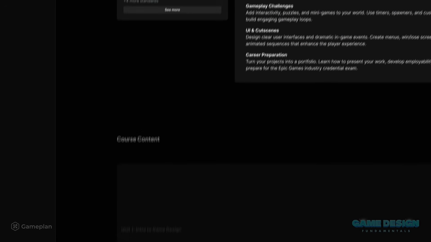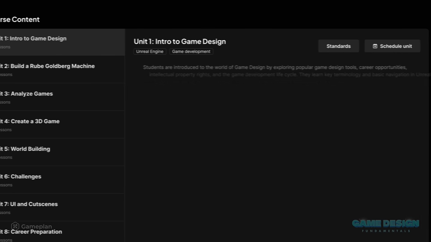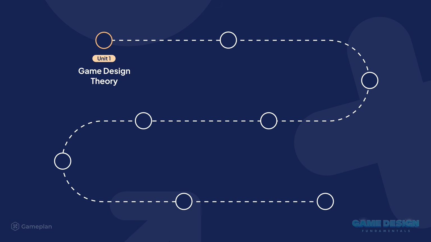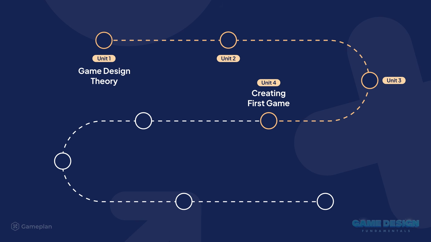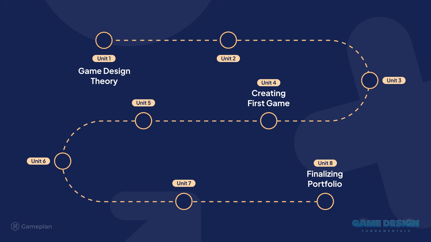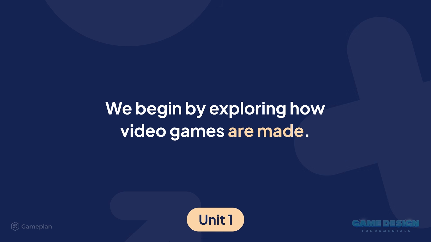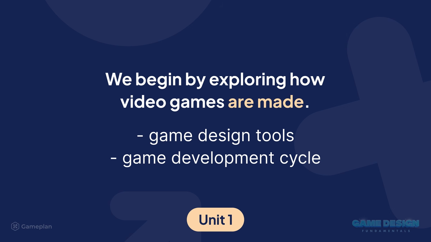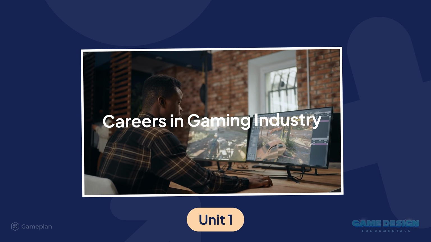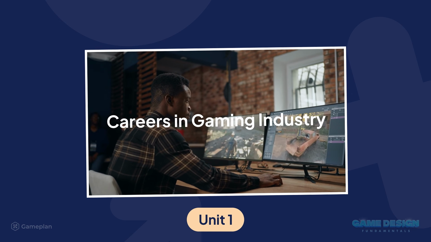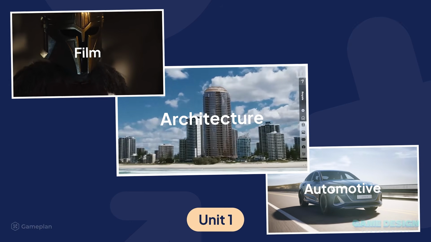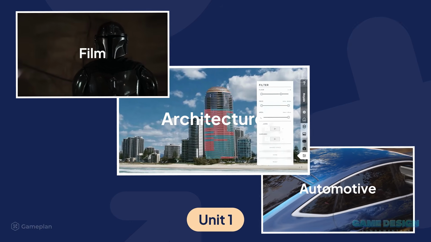The course is made up of 8 units containing 90 lessons, each dedicated to a core concept that reveals unique game design principles, gradually building on one another to develop a deep, practical understanding of how engaging games are created. We begin by exploring how video games are made. You'll learn about different game design tools and the game development cycle. We also look at career opportunities in the video game industry and related fields like film, architecture, and automotive design.